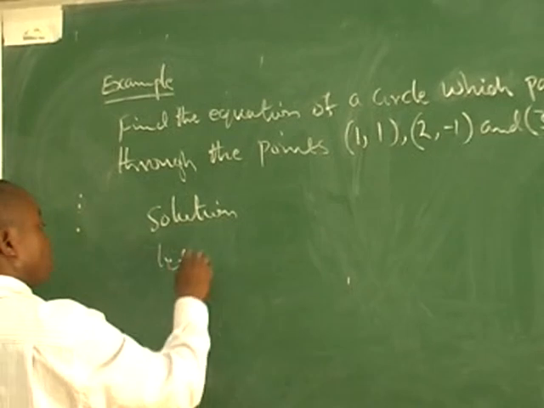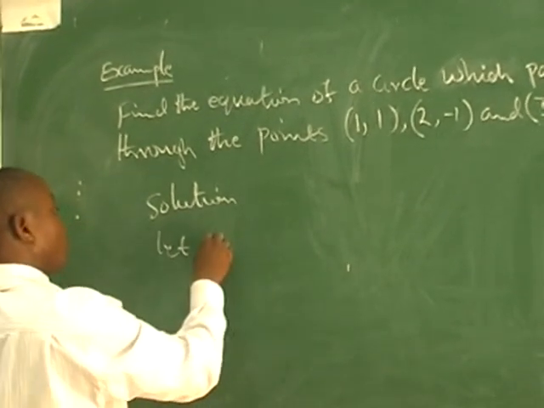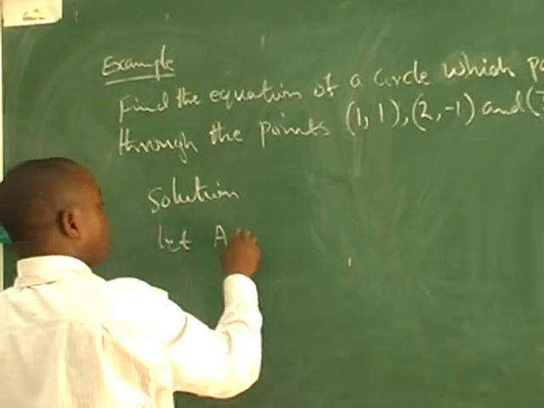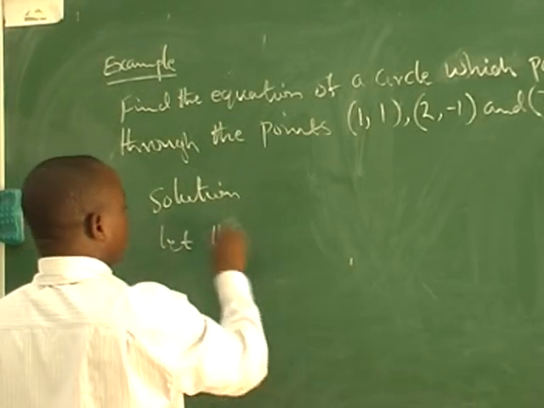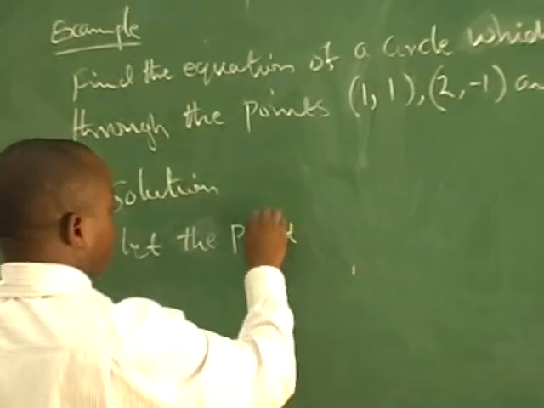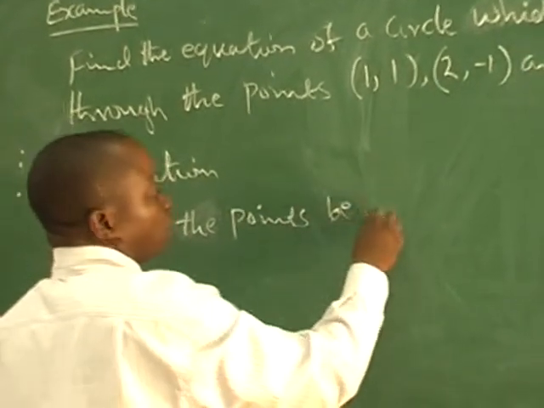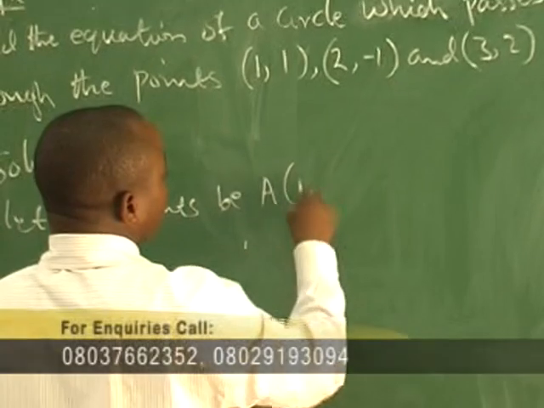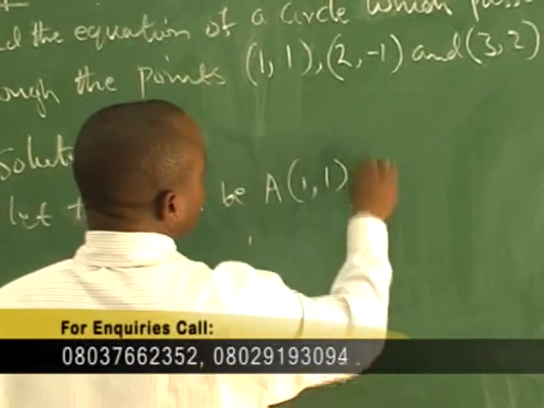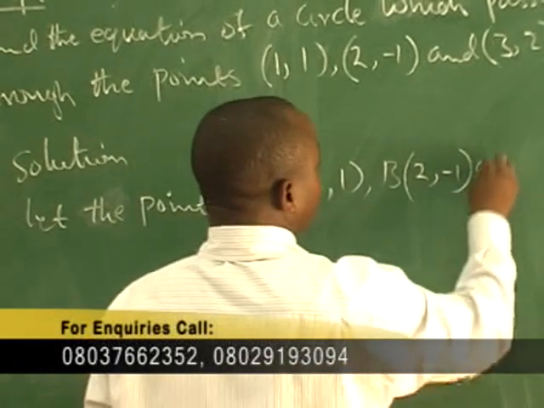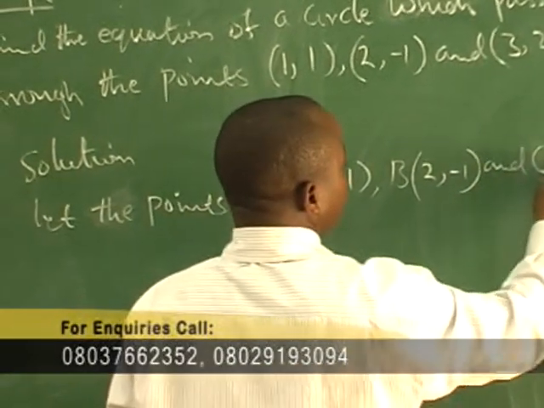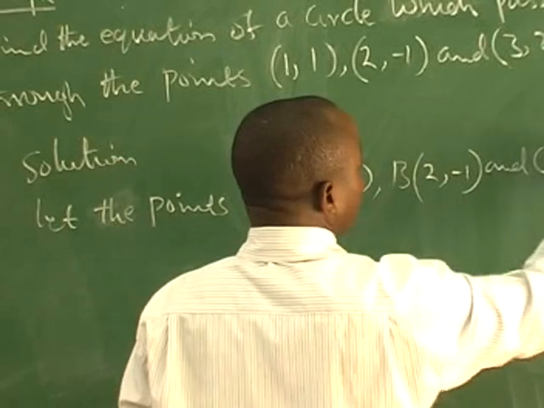Now, let these points be point A. Let the point A have coordinates 1 and 1. Then we have point B, coordinates 2 and minus 1. And point C, we have the coordinates 3 and 2.